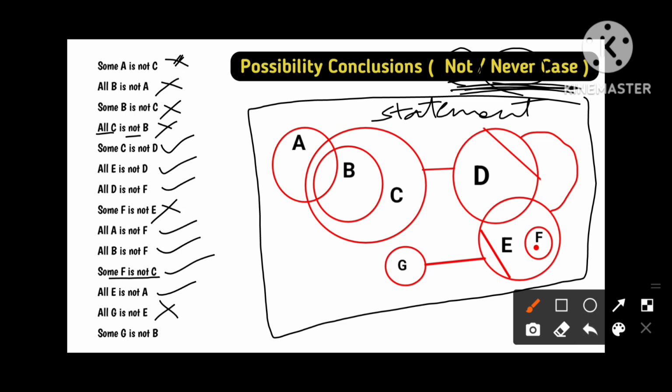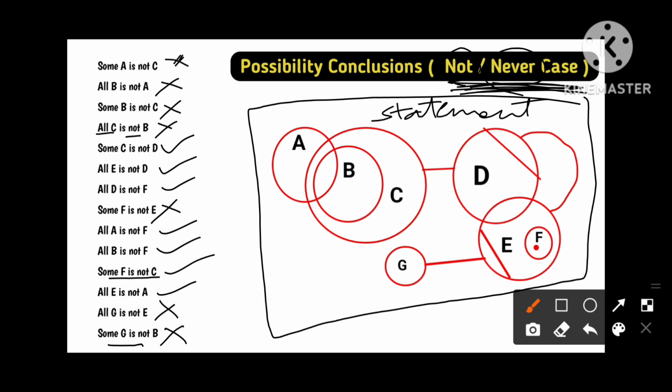Next one. Some G is not B. We see not. So we check whether all G can be placed inside B. Can we place all G inside B? It is possible. We can place all G inside B like this, and we can represent that some part of E is not sharing with G like this. So we can draw a possible diagram. So all case is possible. All case possible means not case will fail. By this we have completed the concept of not and never case also.